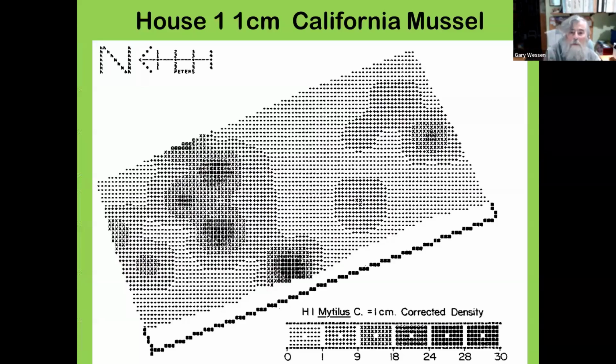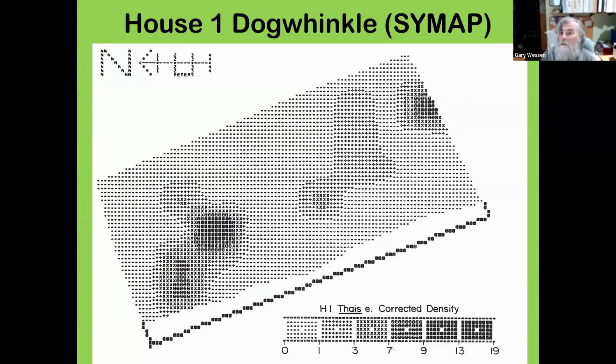And so here's a map of just the 1 centimeter California mussels. And you remember when I showed you all of them, we had high densities back in this corner and in this corner. But what we're seeing now are more piles on the floor out in the middle of the floor for the tiny ones. And here's the dog winkles. Here's Thais lamellosa. Same kind of pattern. These things are not really going back to the high density food areas. They're being separated out and discarded on the house floors.